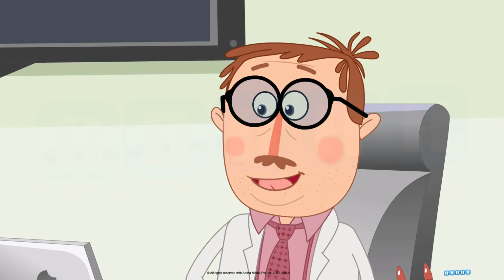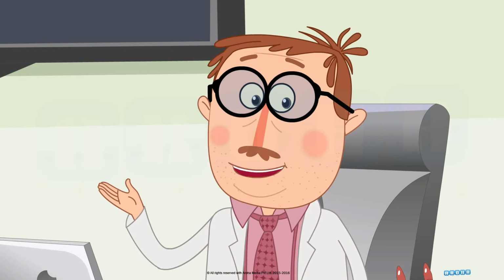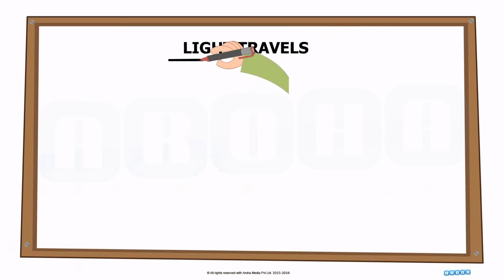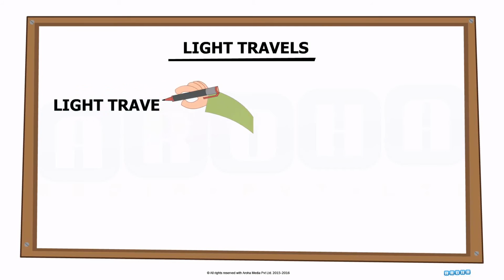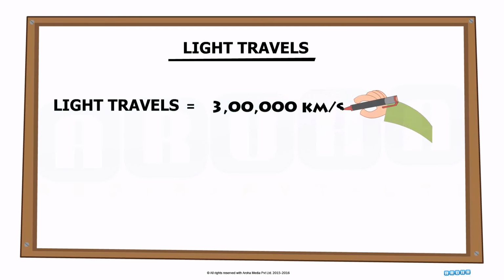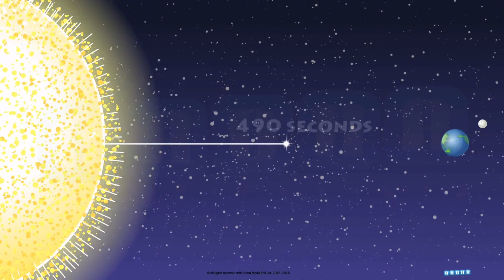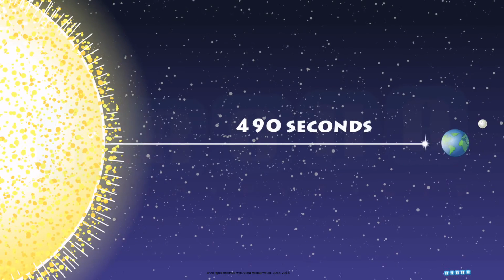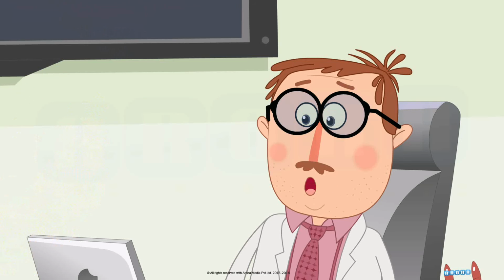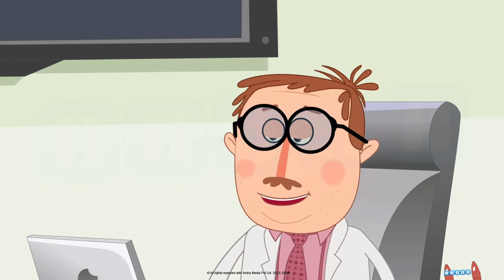I'm going to give you a little homework now. Here is a little exercise for you. Light travels at 300,000 kilometers per second, and a ray of light from the sun takes 490 seconds to reach the earth. You have to tell me the distance between the earth and the sun.